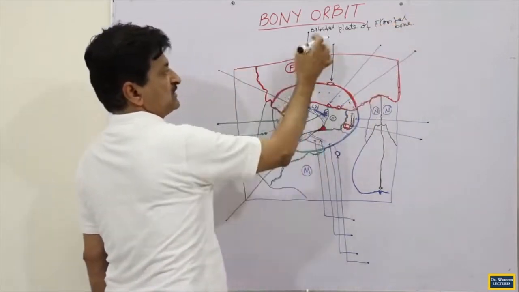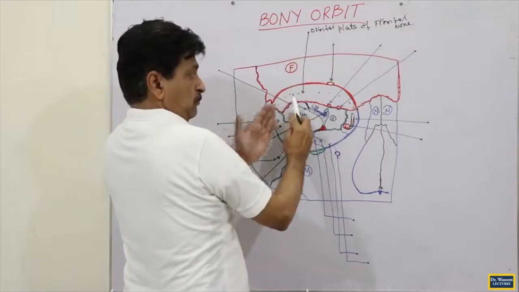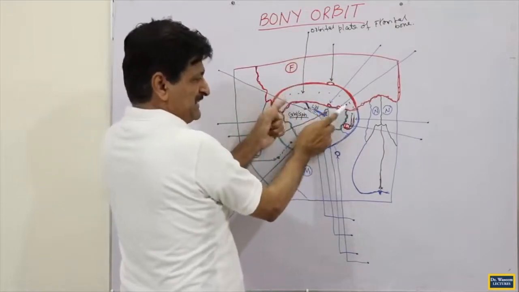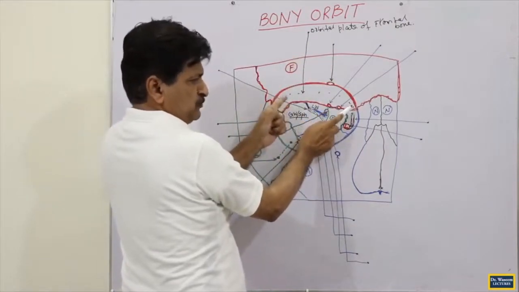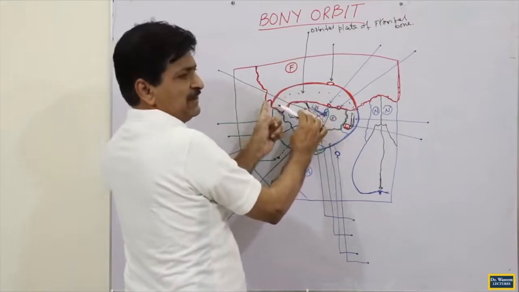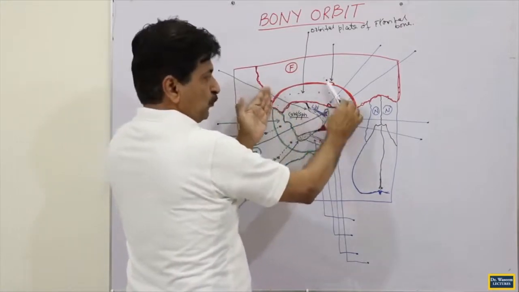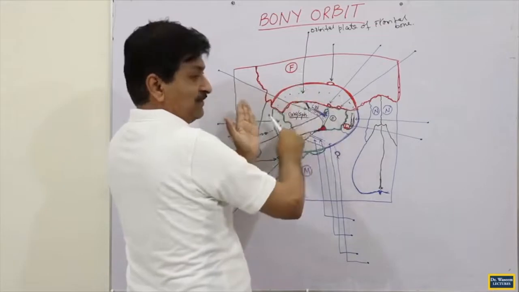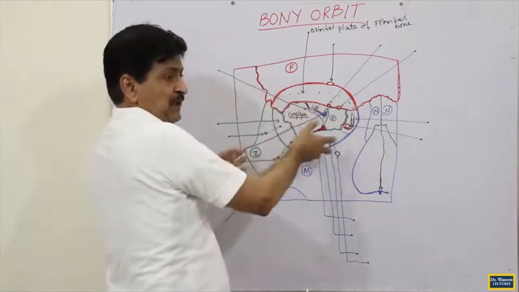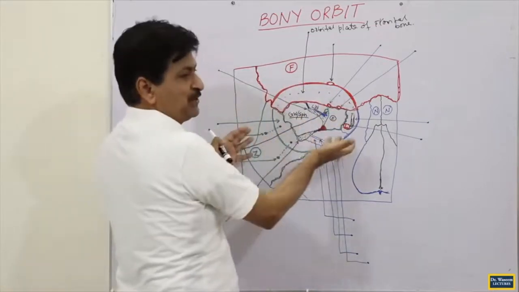This is the frontal bone, and this is the orbital plate of the frontal bone, forming most of the roof here. A little bit of the medial wall also, less than 10%, and a little bit of the lateral wall also. Because we have four walls: roof, floor, medial wall, lateral wall. But although we have four walls, there are three bones which are contributing.